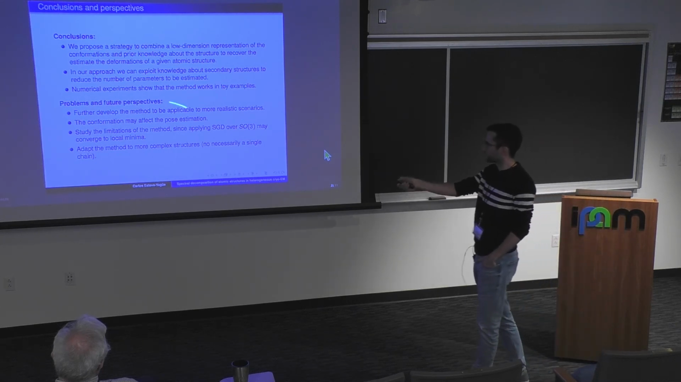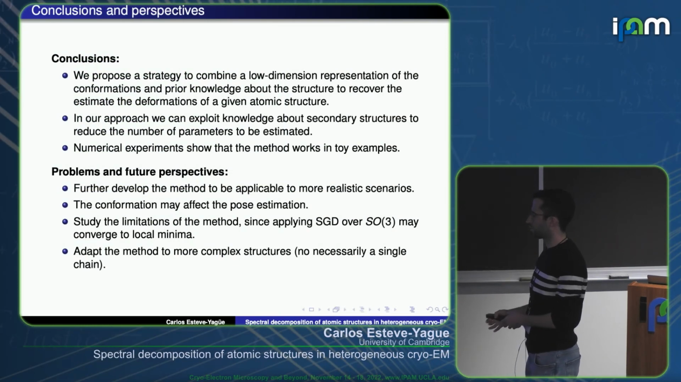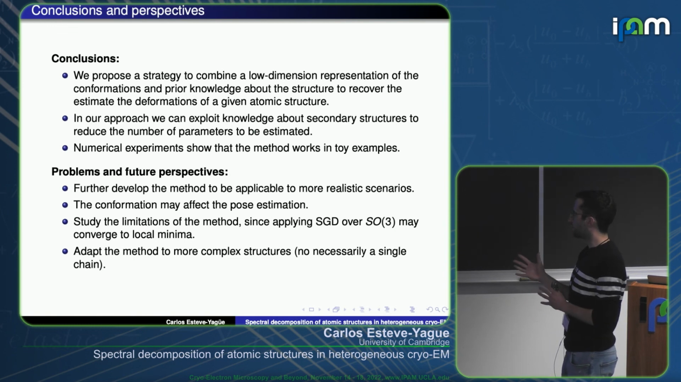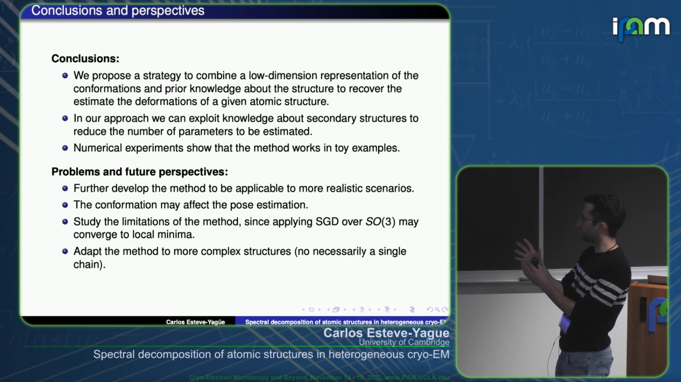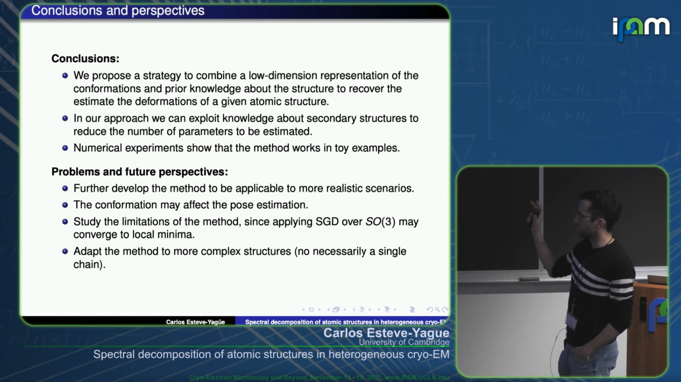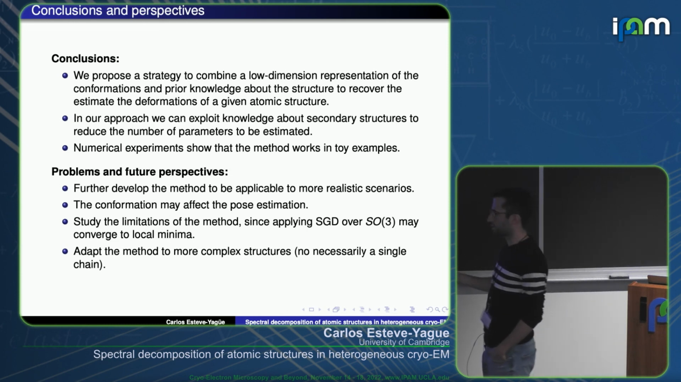But then, of course, there are things that we haven't addressed, like trying to implement the method in a more realistic scenario, like if you have a big data set and you cannot compute everything so accurately. Also, the way we use the pose estimate is a bit, we assume that we have a lot of information about the pose because we use the position of one part of the structure and the orientation of this part of the structure. And of course, this pose estimation may depend on the conformation. In our case, we are assuming that these parameters that determine the pose are independent of the conformation. But they are not independent of the pose estimation. So this is something that we have to take into account.